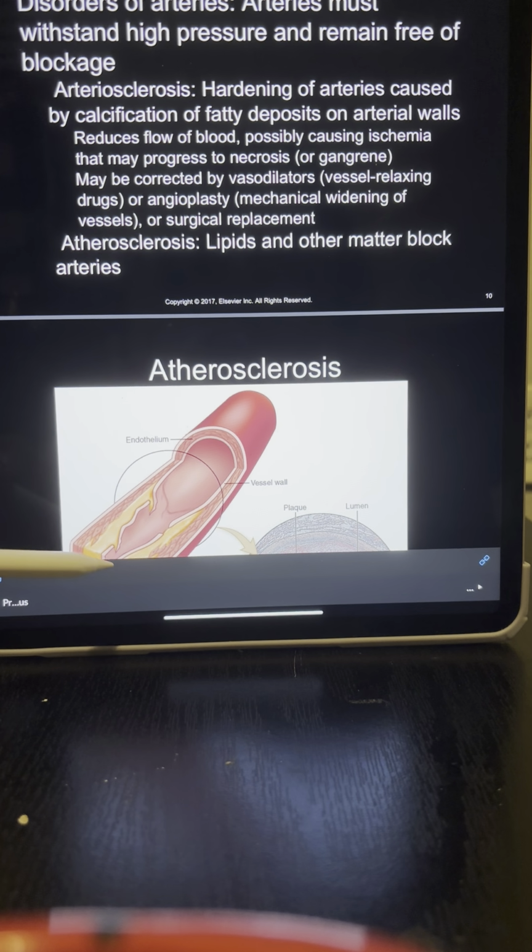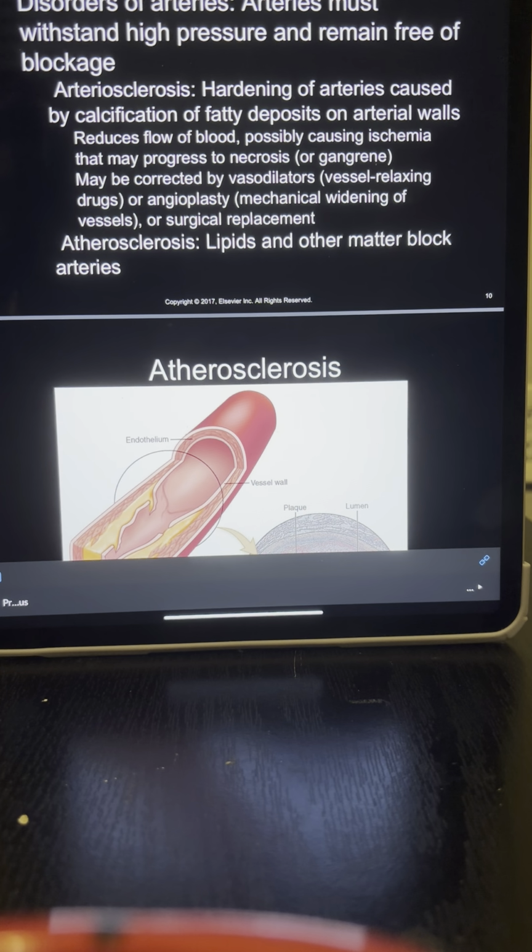This reduces blood flow, possibly causing ischemia. Ischemia is lack of oxygen to the tissue, which may progress to necrosis, which is complete death, when the tissue is already dead. It may be corrected by vasodilators, meaning I'm going to take something that's going to make my vessels relax and open, to try and get back to a diameter of 10 or whatever it is.